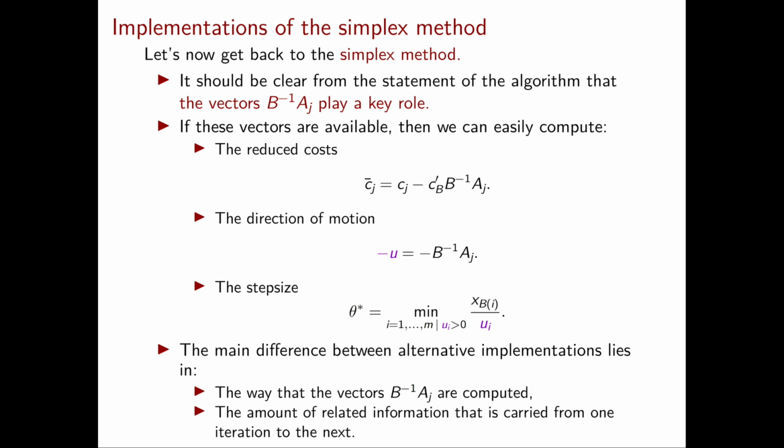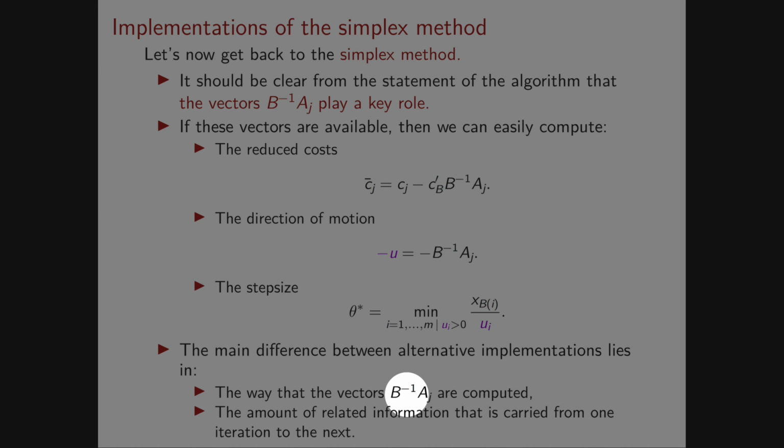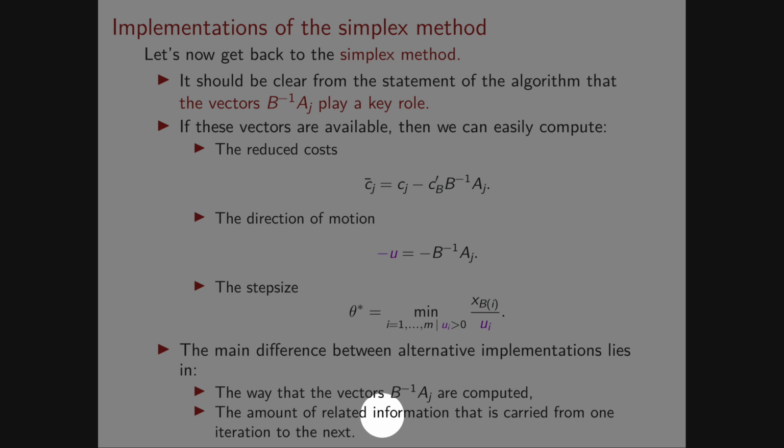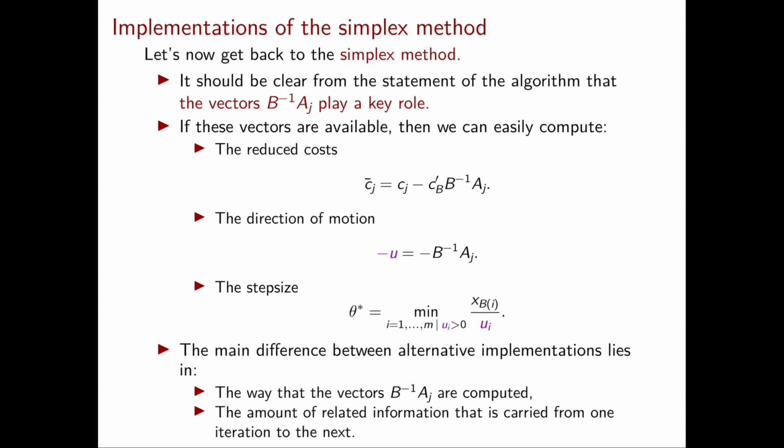Now, the main difference between the alternative implementations that we're going to see lies in the way that the vectors B inverse Aj are computed. Another related difference lies in the amount of information that is carried from one iteration to the next. Because as we will see, in order to compute B inverse Aj more quickly in the next iteration, it will be useful to carry over some information from the previous iteration.